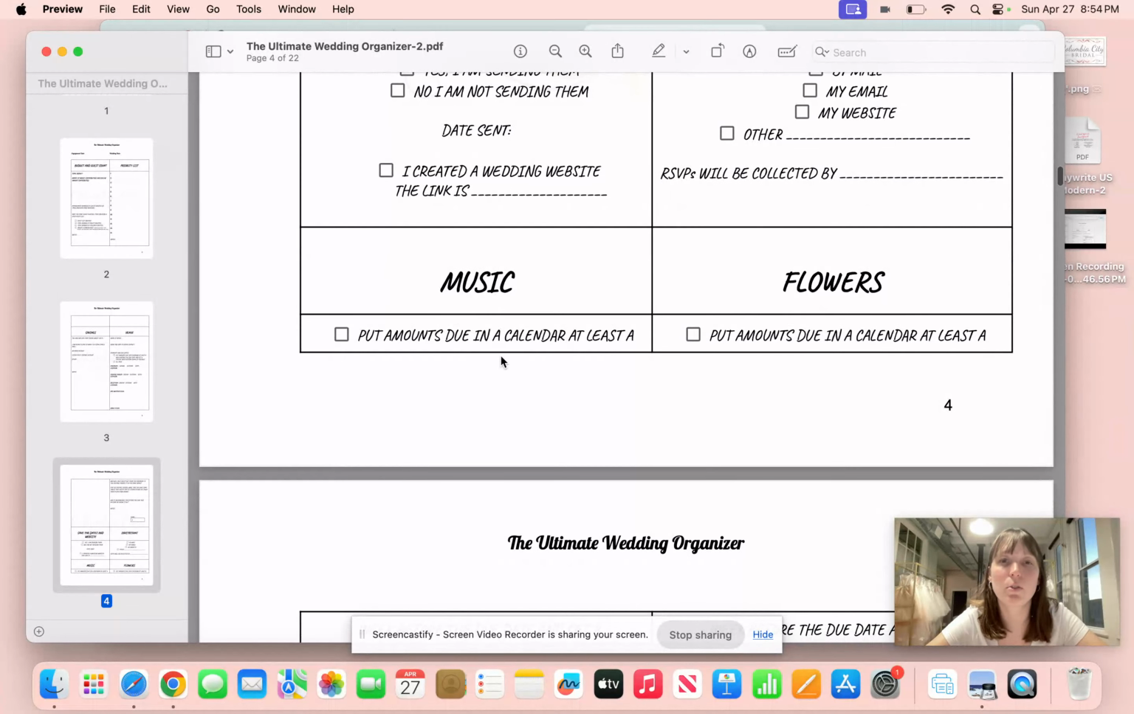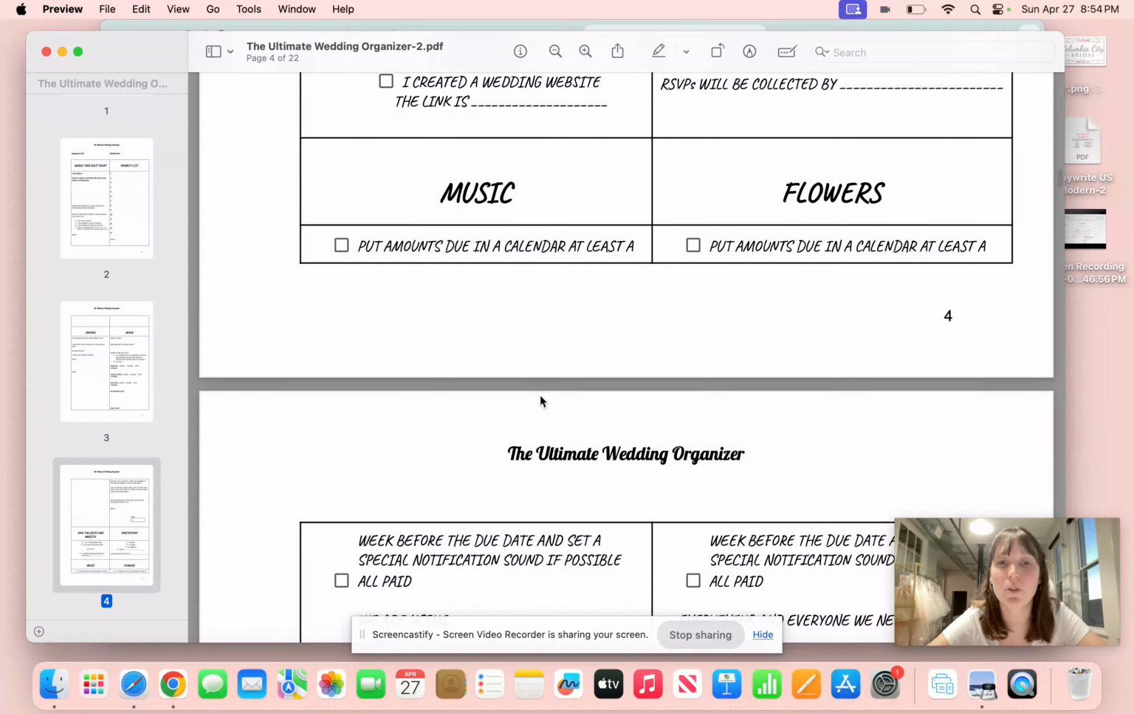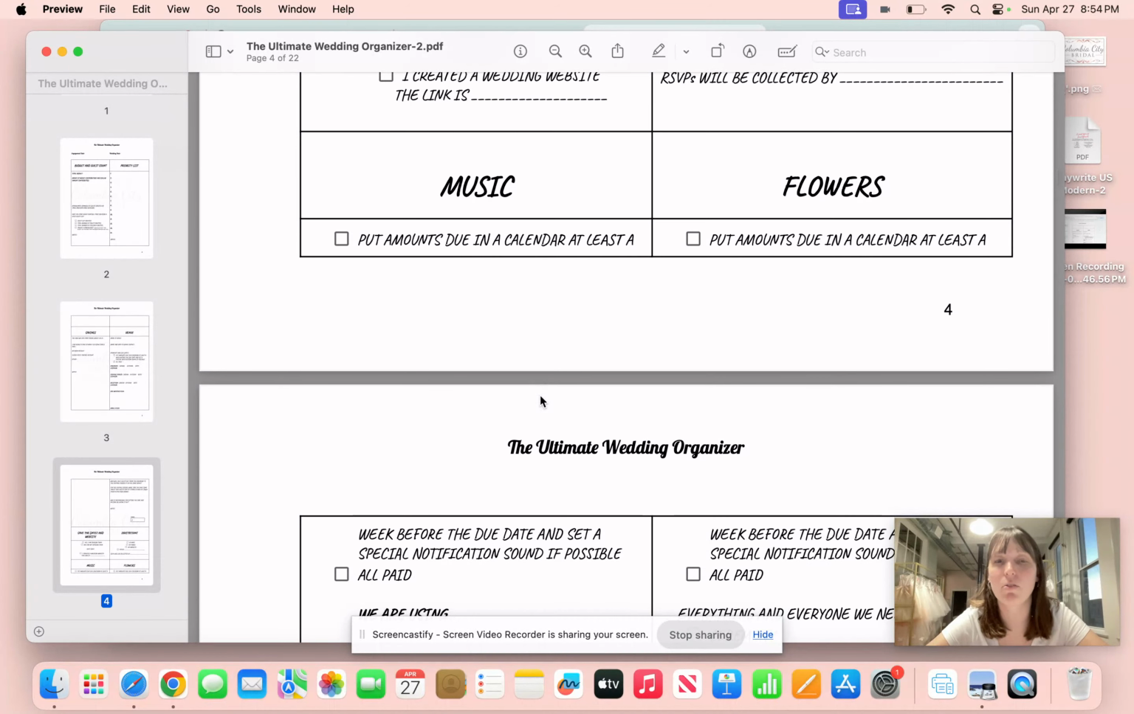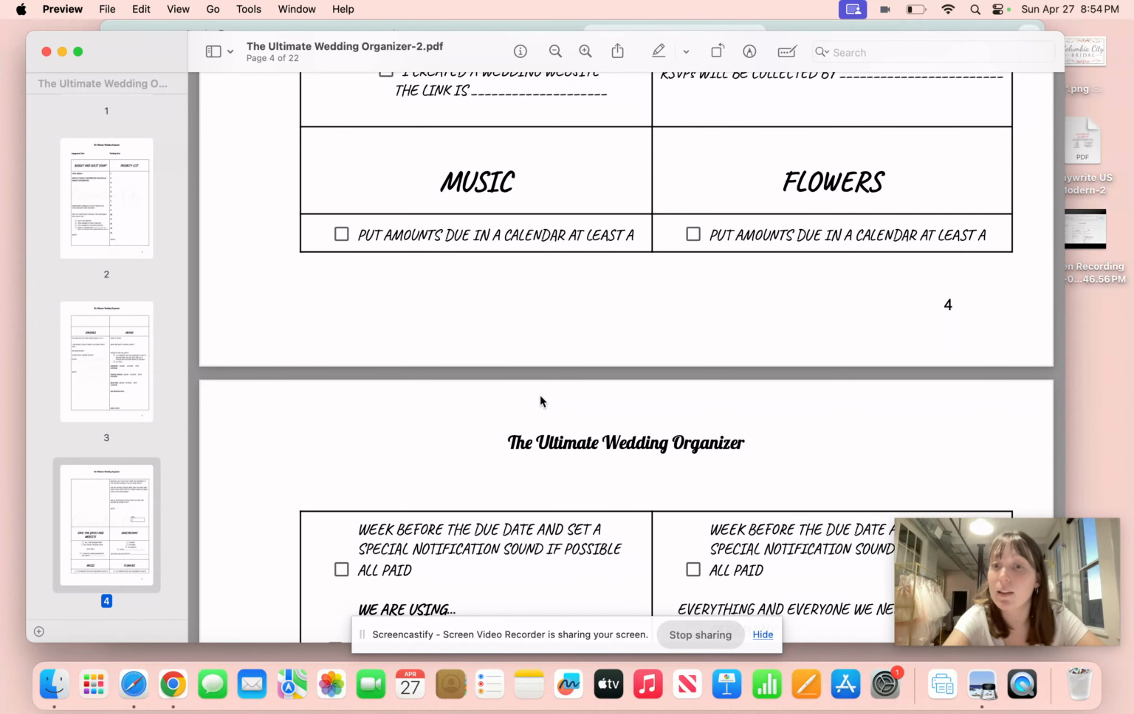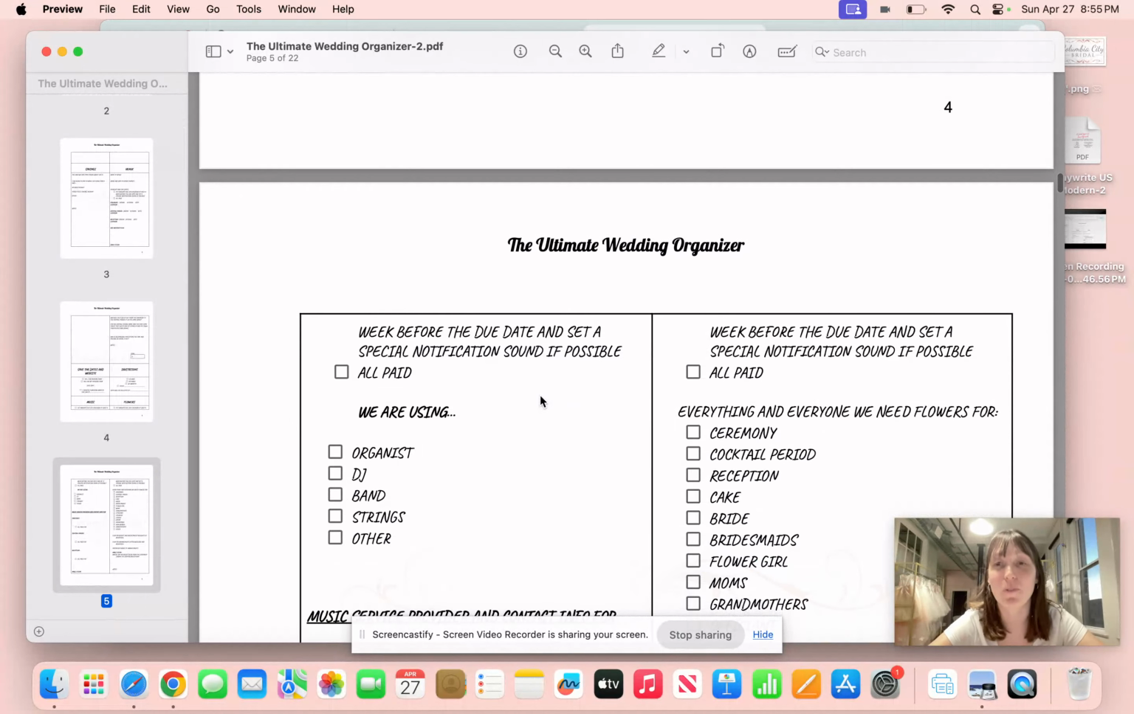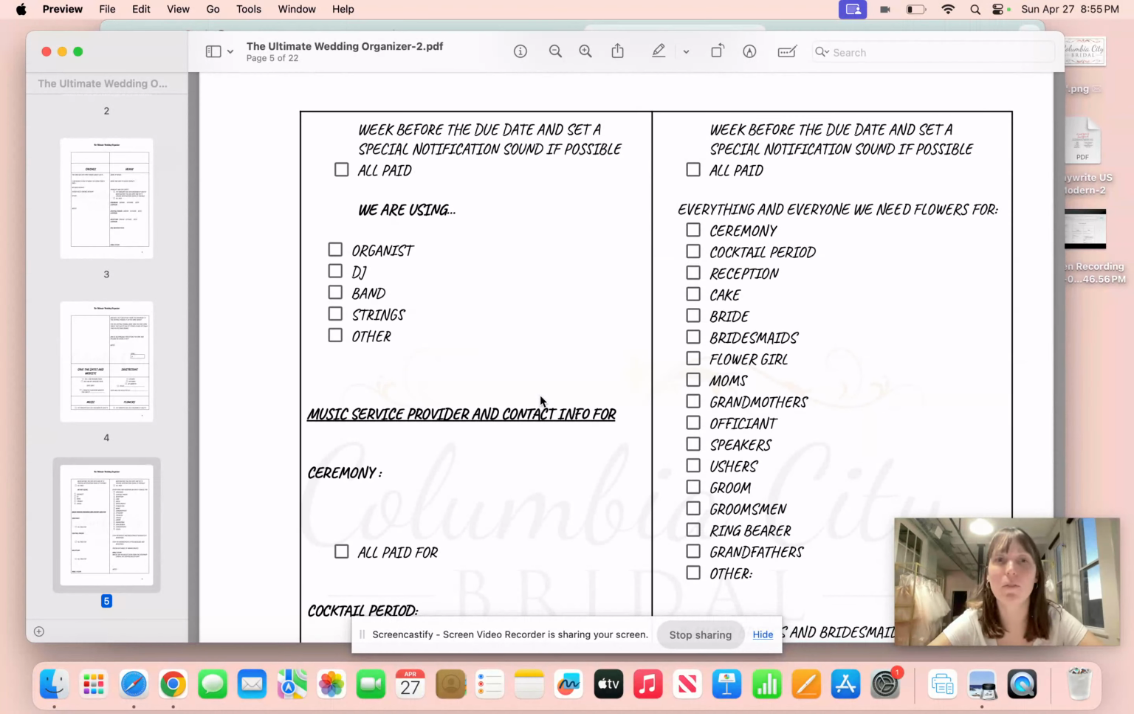Music. Put amounts due in a calendar at least a week before the due date and set a special notification sound if possible. So if you are paying these things, put it in your calendar. If you can make a special sound for it, so you don't think it's just an email or something and wonder, what is that? Oh, I gotta pay. Do that so you don't forget to pay, okay? Lots of vendors have different rules and it is impossible to keep track of unless you write it down or pay for it all up front, but we don't need to do that if you don't have to.